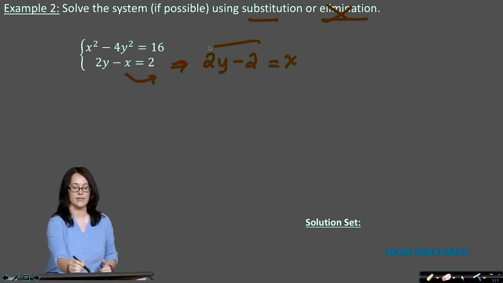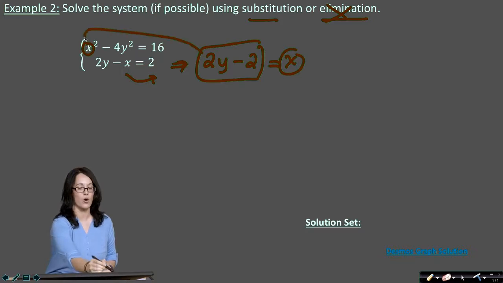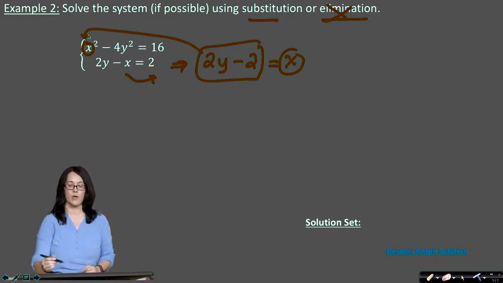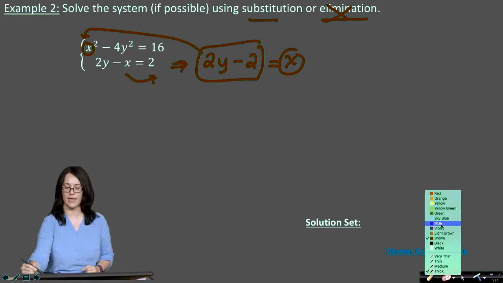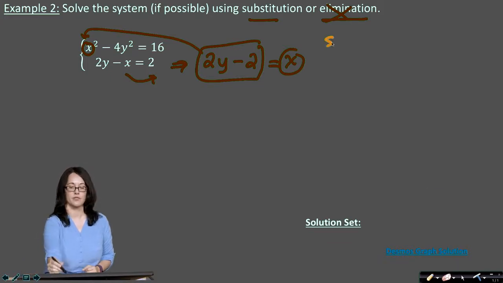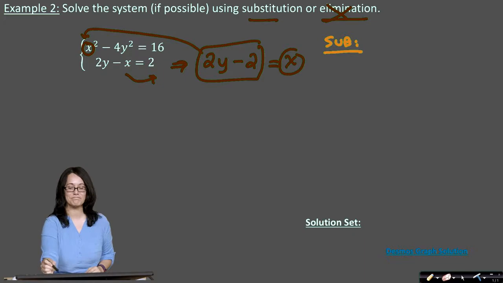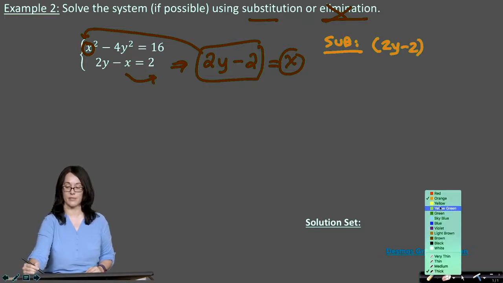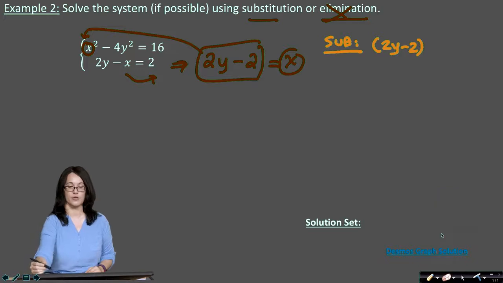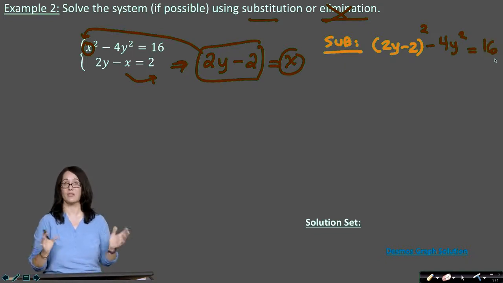Now that you've isolated x in equation number 2, you can replace x in equation number 1. But notice you're replacing only x, not x squared. So what would equation 1 look like after you make that substitution? Let's do our substitution. Again, feel free to pause the video and try it yourself if you haven't already. I'm going to replace x with 2y minus 2, and then do what equation 1 tells me to do. It tells me I need to square that, then subtract 4 copies of y squared, and that should all equal the number 16.